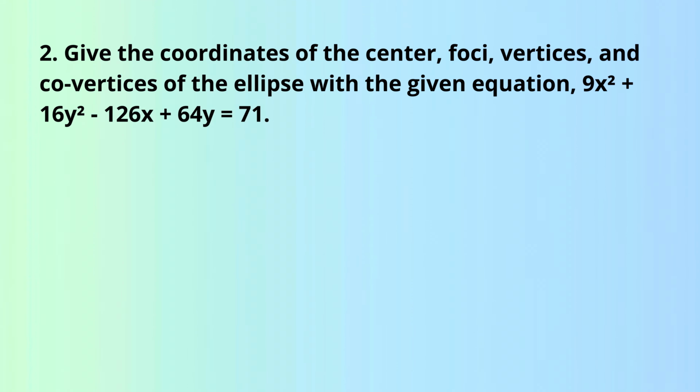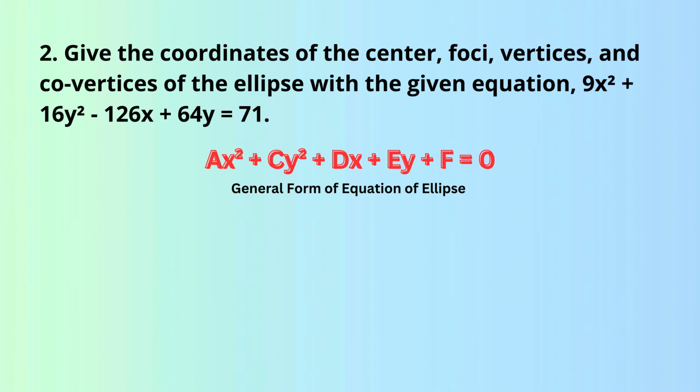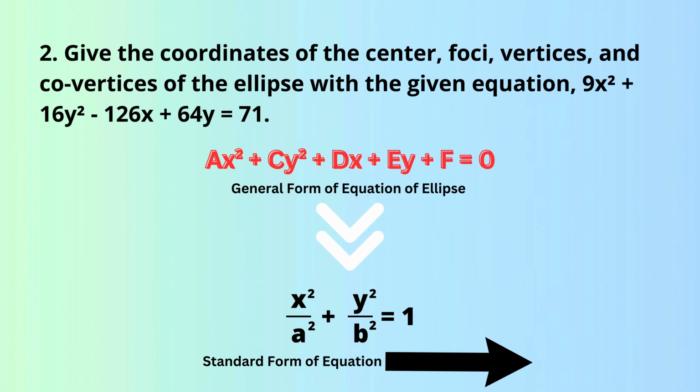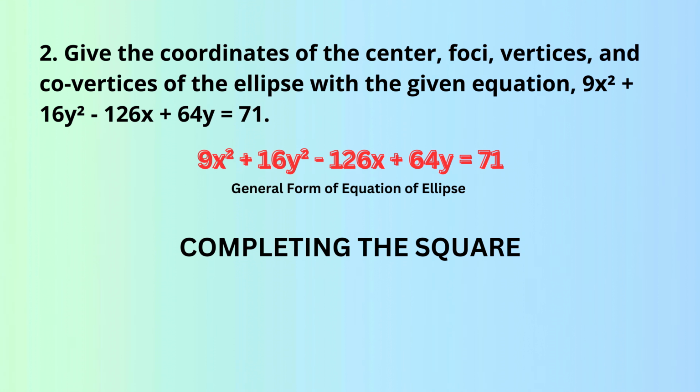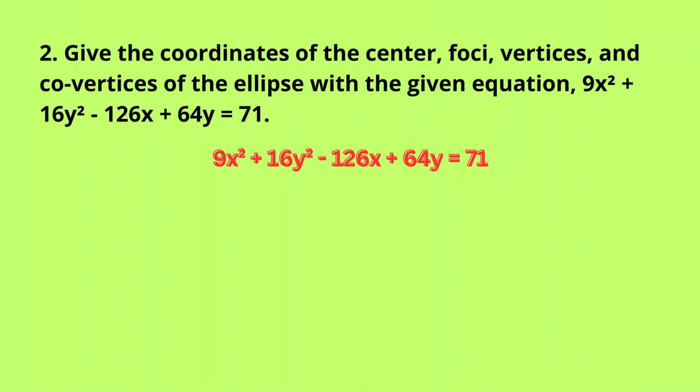Now let's proceed to the second given. Here, we are asked to find the center, foci, vertices, and co-vertices, given an equation of an ellipse in general form. So we have to rewrite it in standard form of equation by completing the square. Arrange the equation so that terms with x squared and x are grouped together, while terms with y squared and y are also grouped. The constant is already at the right side of the equation, so this one's good now.